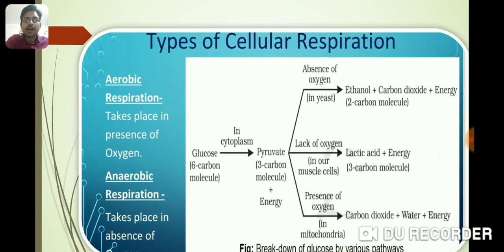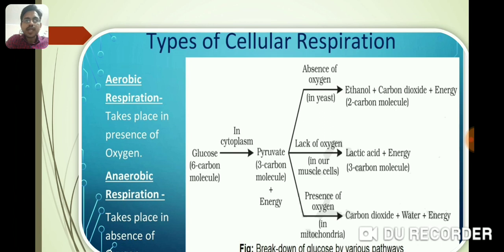This is the flow diagram showing you the breakdown of glucose through various pathways. Glucose, which has come to a cell after digestion of carbohydrates in the digestive system. Glucose is a 6 carbon molecule, and in the cytoplasm of the cell it is broken down into a 3 carbon molecule, pyruvic acid, also called pyruvate, along with a little energy. Now this pyruvate can have three fates.